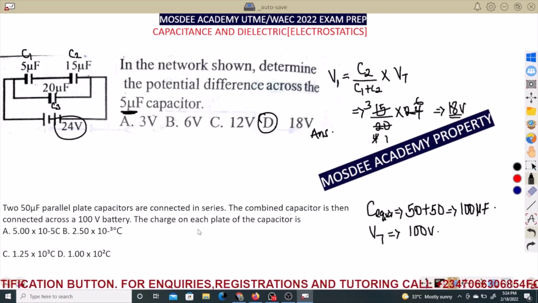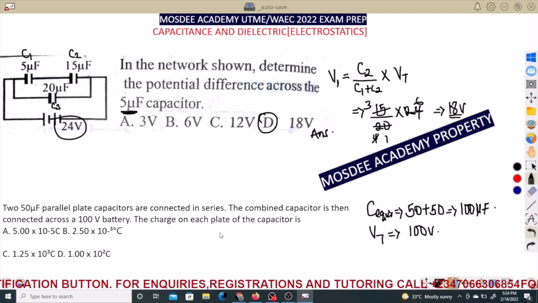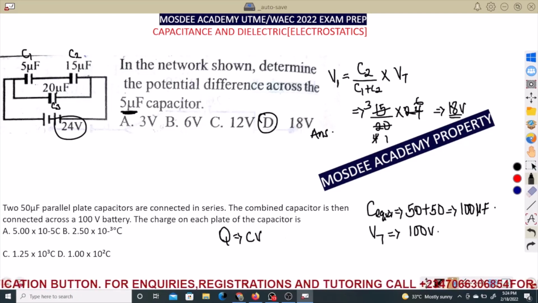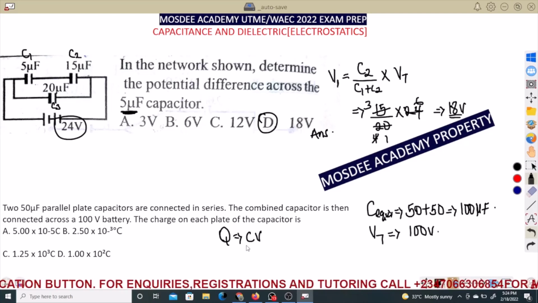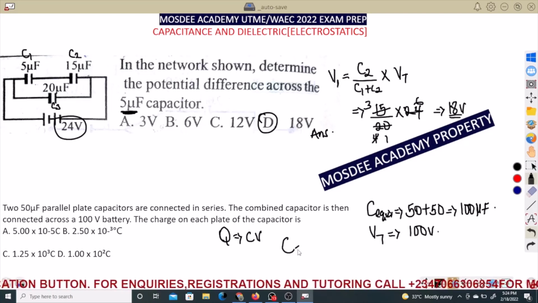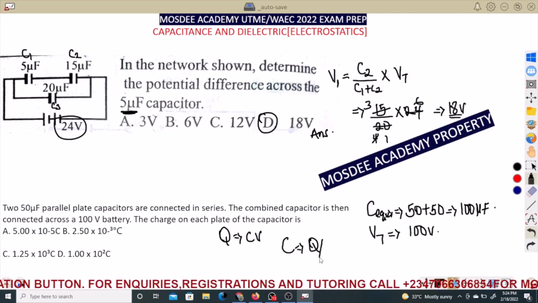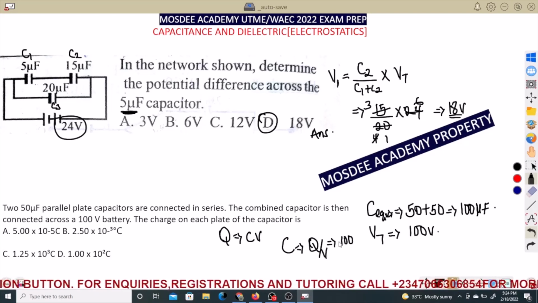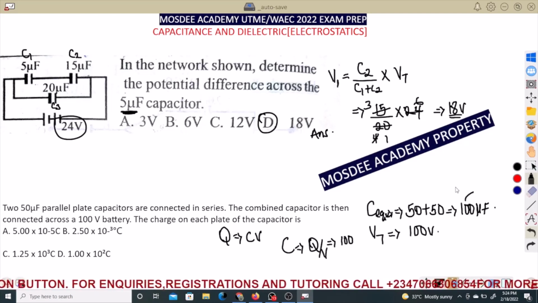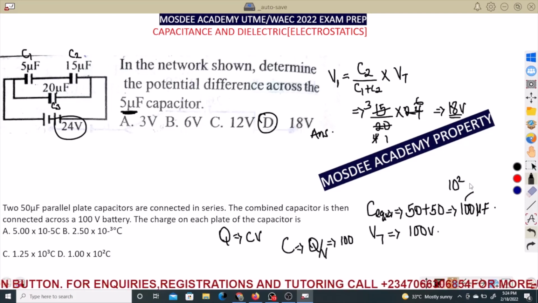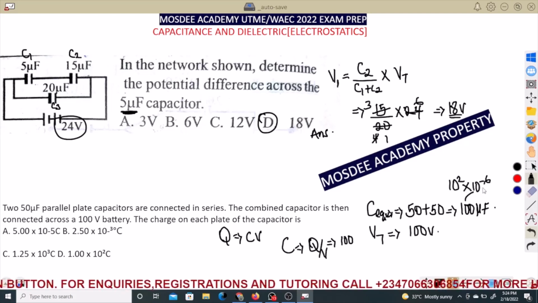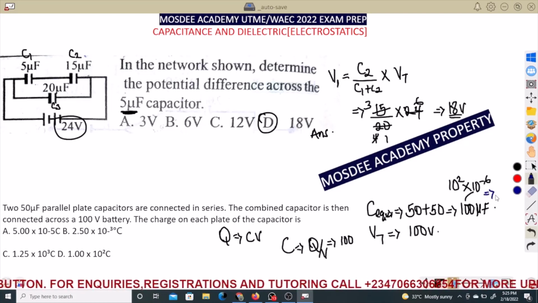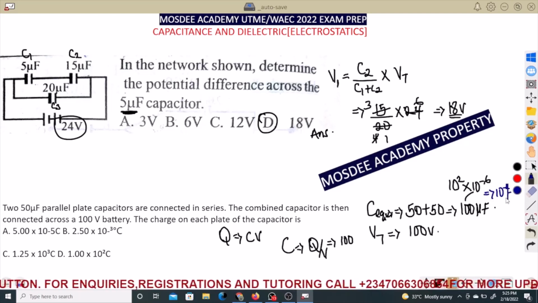So the question said the charge on each plate. Now, we said for capacitors, Q is always equal to CV, whereas C is equal to Q over V. So we are looking for the charge. I hope you are here. On simplification, the total is 100. Then I have to convert. I told you about this the other time. This is 10 raised to power 2, which is 100, multiplied by 10 raised to power minus 6, as microfarad is 10 raised to power minus 6. So directly we can write this as 10 raised to power negative 4 farad. It's important because of exam.